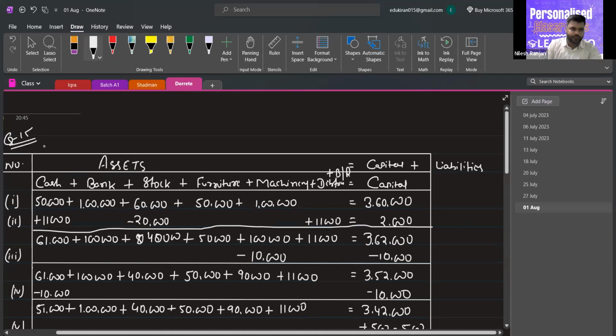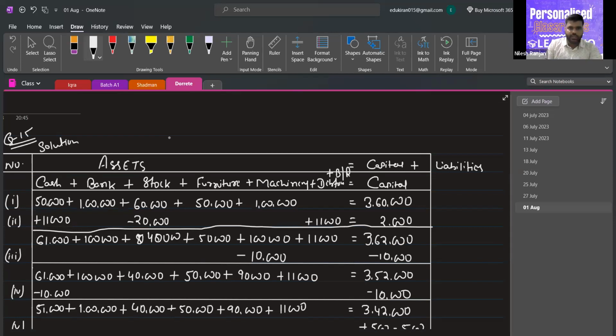You have to write accounting equation as heading, and then you have to prepare the format and start solving questions. Do you have any doubt in this question? In today's question, I don't have any doubts. Do you have any doubt from previous questions? No, sir, I don't have any doubts.